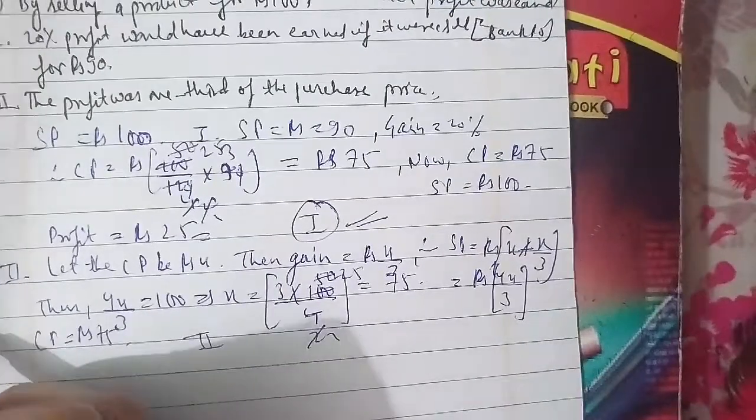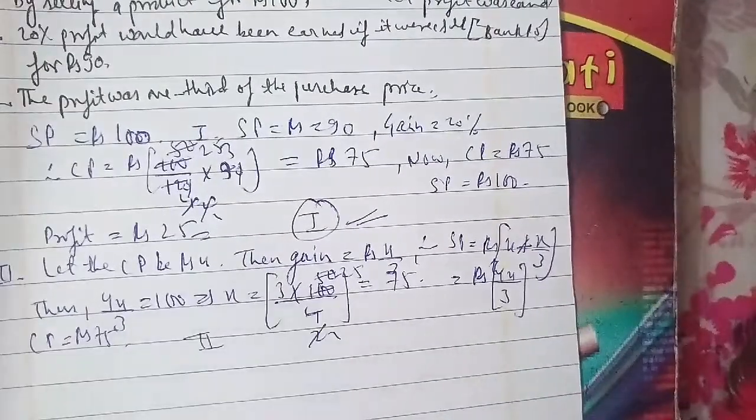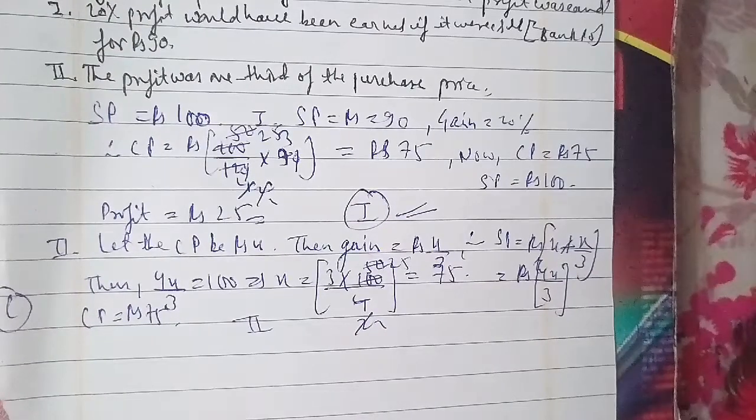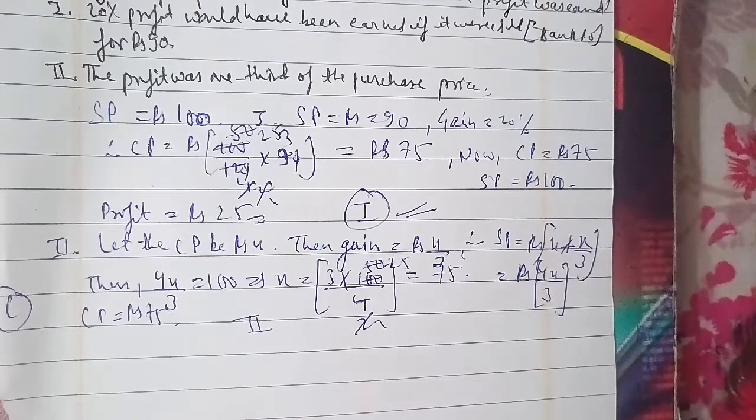We'll go ahead with option C that we have here. They are both individually sufficient to answer it. So either one or two, we can take any of the statements to find the answer. So we go ahead to the next one.